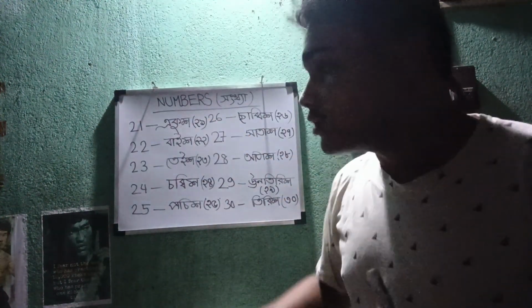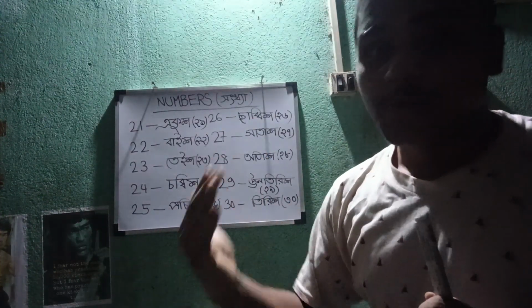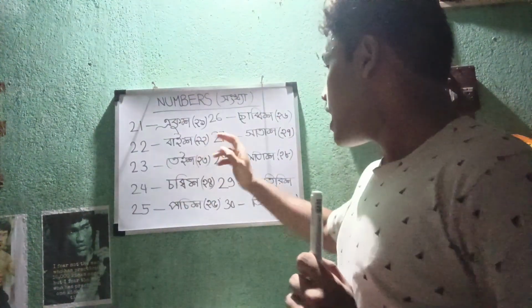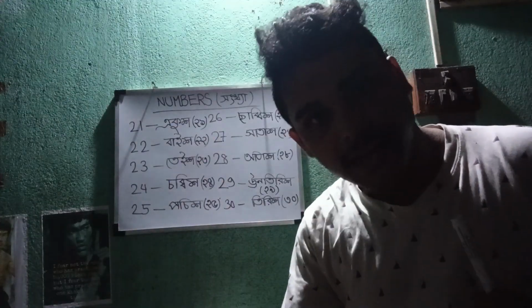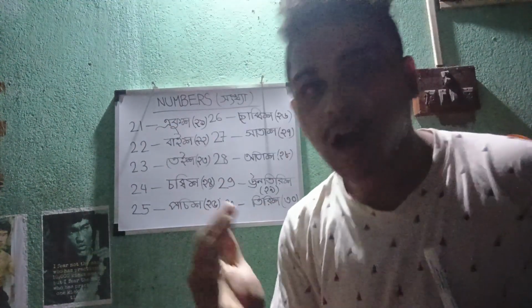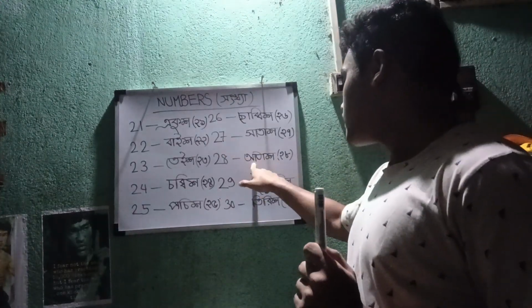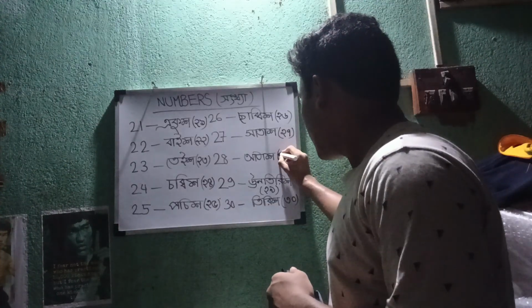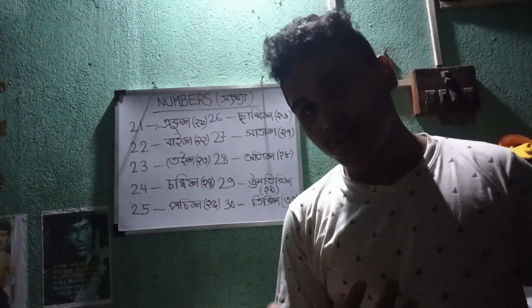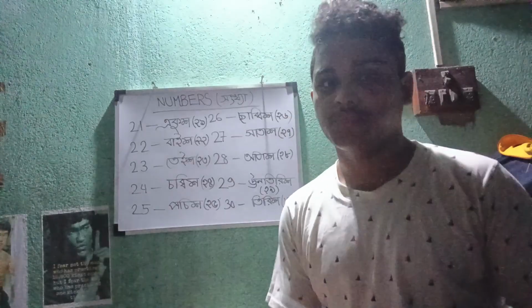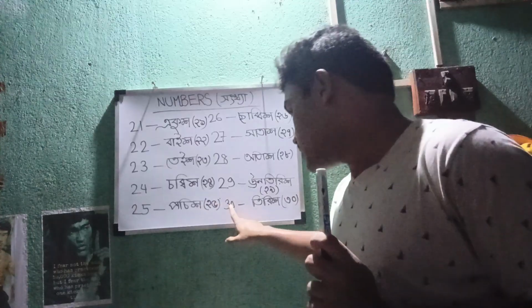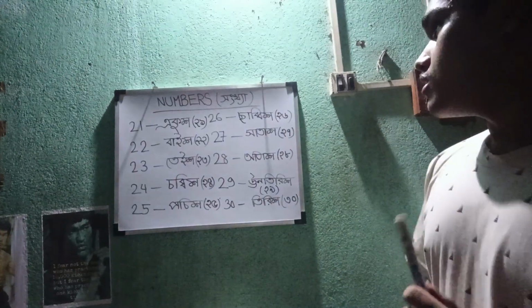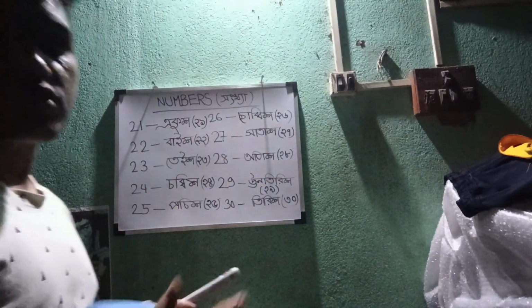After 26 we have 27, which is shatash. After 27 we have 28, atash. After 28 we have 29, which is unotirish, and 30 is tirish.